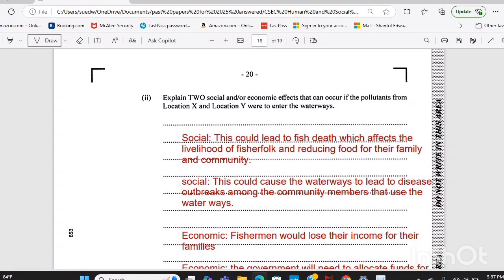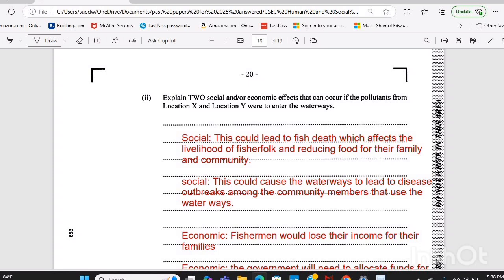Explain 2 social and or economic effects that can occur if the pollutants from location X and location Y were to enter the waterways. So this here, it comes all back down to human and social biology. This is why it is different from straight biology. We have to look at how it impacts people, right? And their livelihoods and their lifestyle.